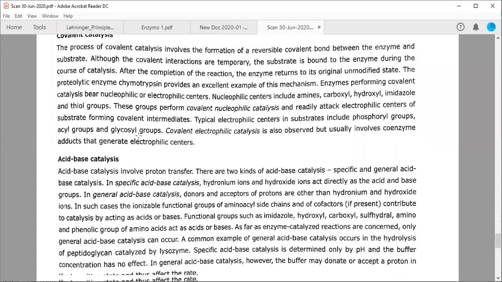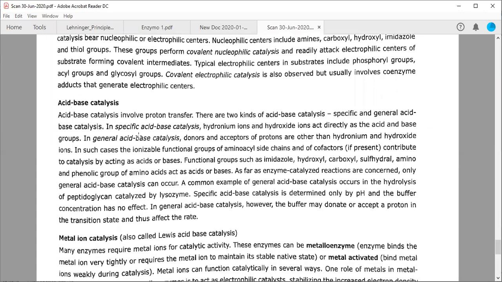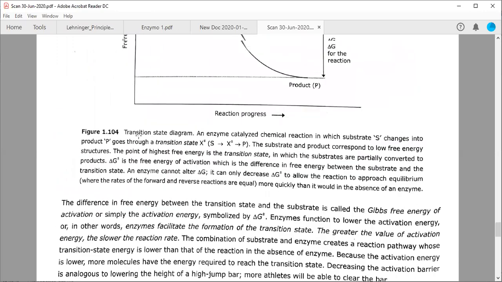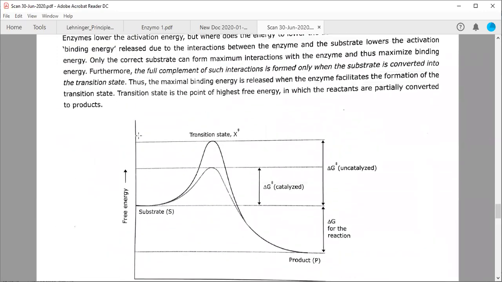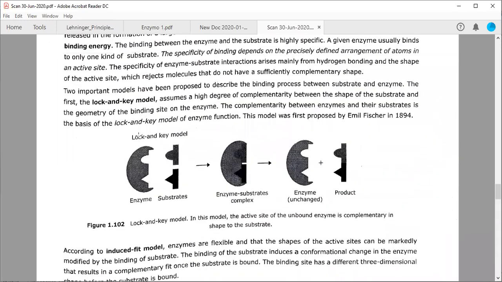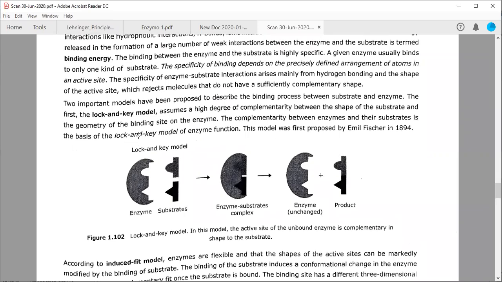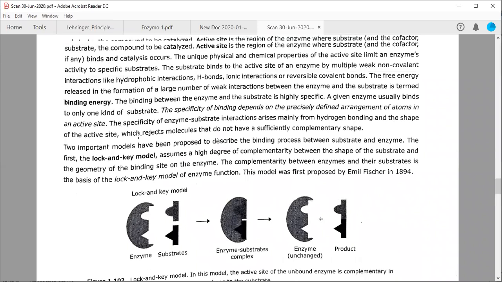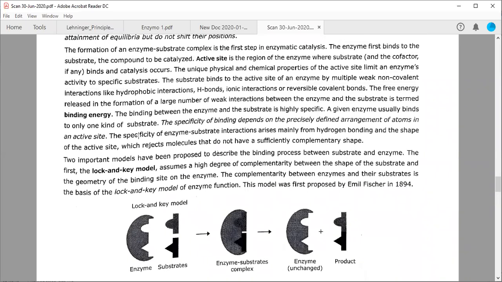Covalent catalysis, acid-base catalysis, and the third one is metal ion catalysis. These three basic types of catalysis mechanisms are shown by different classes of enzymes. So every enzyme is following one trend: either it is a metal catalysis, or some covalent catalysis, or some acid-base catalysis reaction. Okay, so let me quickly finish this before closing today's class.